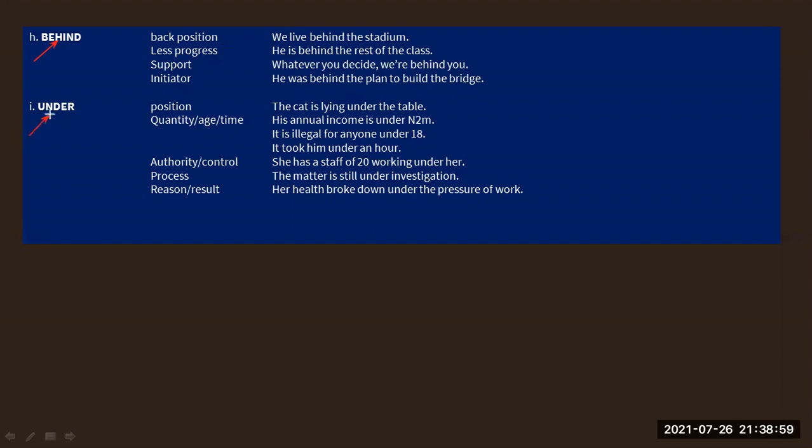The next preposition we look at is under, and we can use it to indicate position. For example, the cat is lying under the table. The cat is lying under the table to indicate the position where the cat is lying.